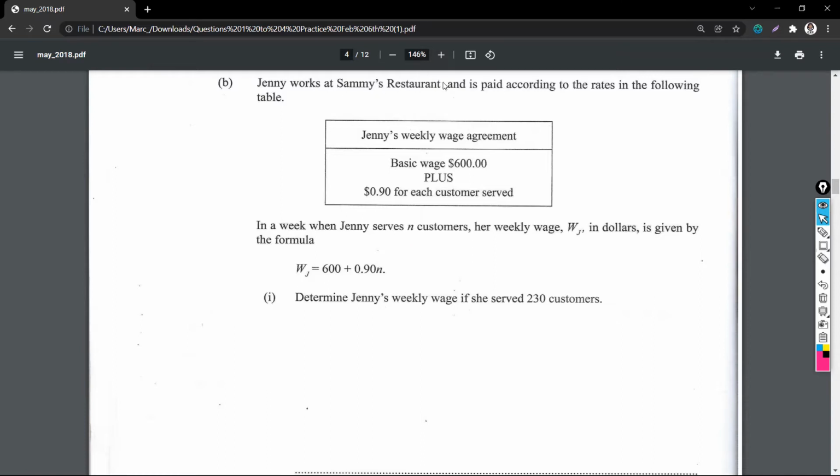Jenny works at Sammy's restaurant, right? And she's paid according to the rates in the following table. She gets $600 for her base pay per week. So it's a weekly wage. Let's call it US though, guys, because this is a reality in the United States. If you want to go to the US, this is a reality for some people. So you get 600 US for the week, but you get 90 cents per customer that you serve, right? So this is how her pay is set up.